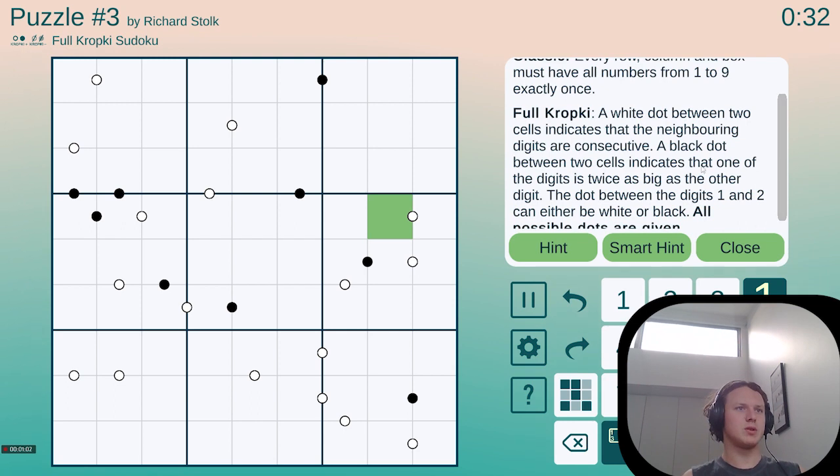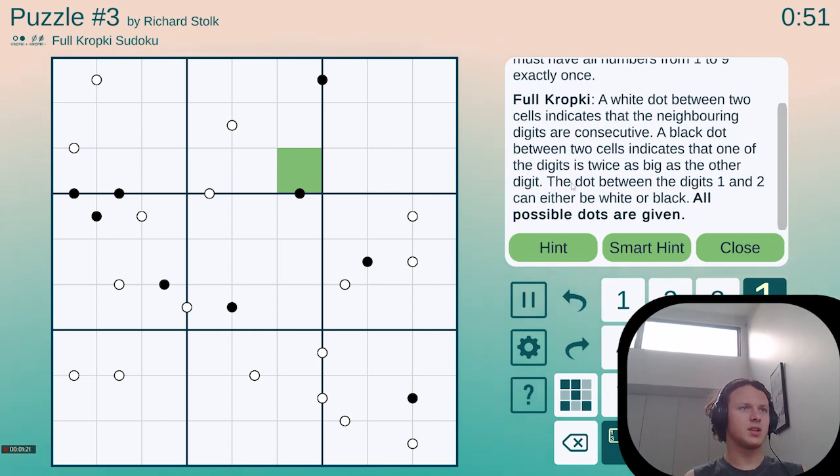A black dot between two cells indicates that one of the digits is twice as big as the other. Let's just take this black dot. So if there's 2's there, this one either has to be a 1 or a 4. A multiplication factor of 2 or a half, whichever way. And then the last thing is the dot between digits 1 and 2 can either be black or white, obviously because 2 is bigger than 1. And they're also 2 is twice as big as 1, and they're also consecutive.